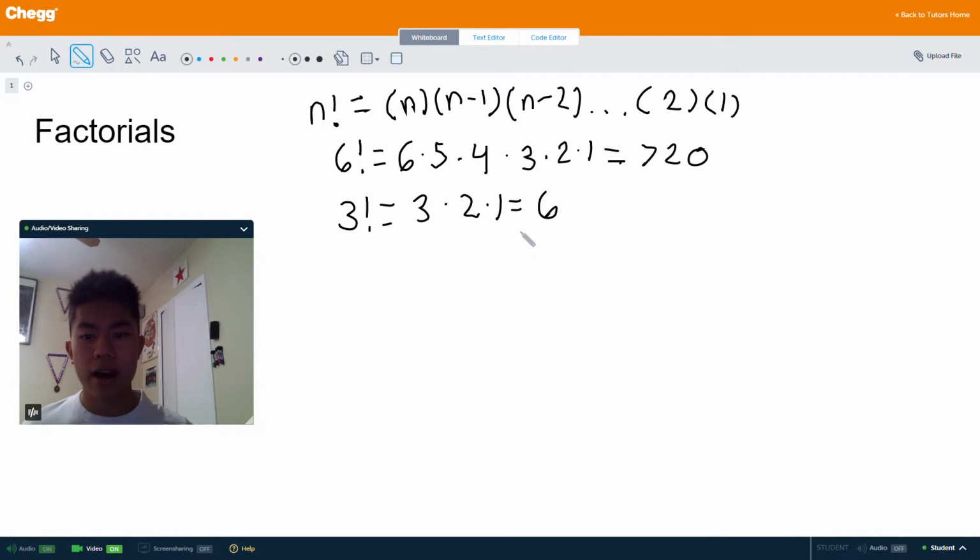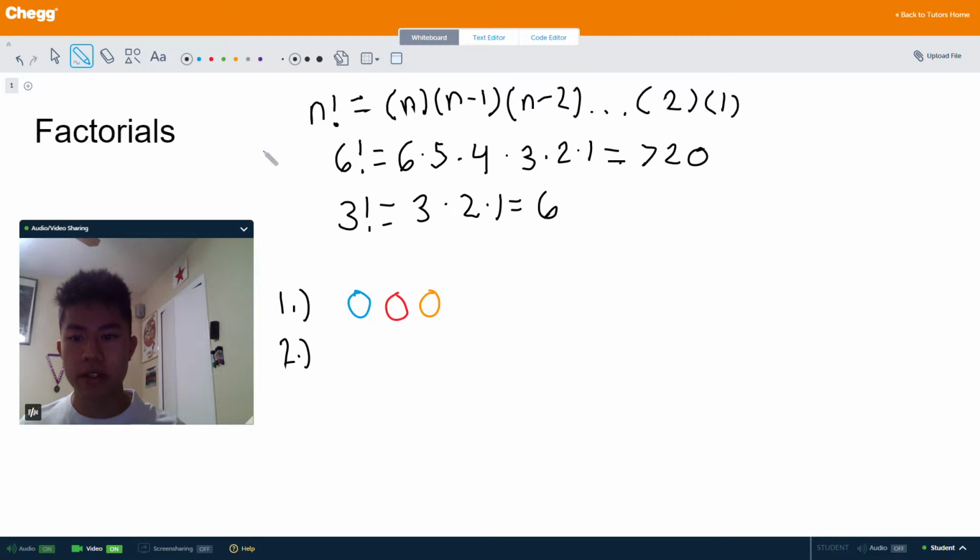Alright, and factorials are used a lot, especially in combinatorics. Let's say I want to find different combinations of arranging things. That comes up a lot with factorials. Let's say I have a red ball, a blue ball, and an orange ball, right? And I want to see how many ways I can arrange these balls. And so here's one way. We have blue ball first, red ball second, and orange ball third, right? That's way number 1.